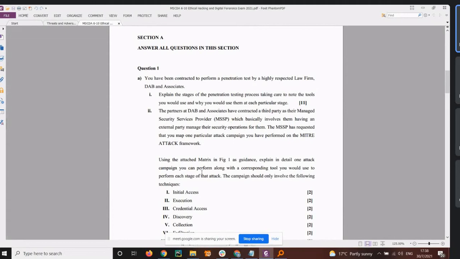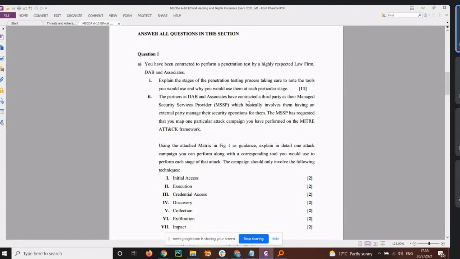by a highly respected law firm called DAB and Associates. The first part was: explain the stages of the pen testing process, taking care to note the tools you would use and why you would use them at each particular stage. So this particular question required you to understand the pen testing process, because it is about, I think, 5 or 6 stages involved. So you had to outline each of those stages.